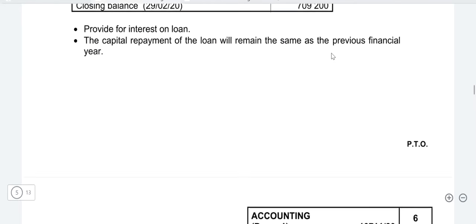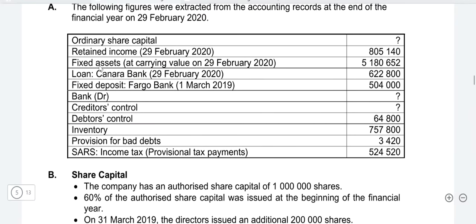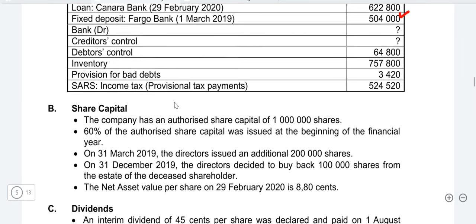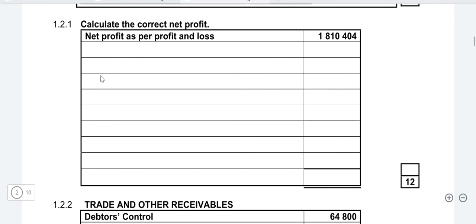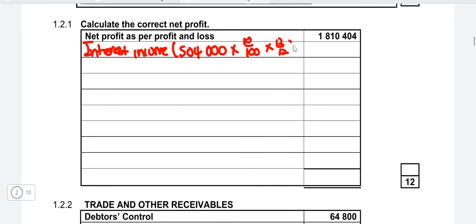So what we are going to do, we are going to go and look for the information about the fixed deposit. The fixed deposit that we have here is 504,000. Okay, so meaning that interest on fixed deposit was not recorded at all. So we are going to go to our answer sheet and say interest on fixed deposit, or we can say interest income, and then we say 504,000, multiplied by 10 over 100, and then multiplied by 12 over 12. The reason why I'm saying 12 over 12 is because this is for the entire year.